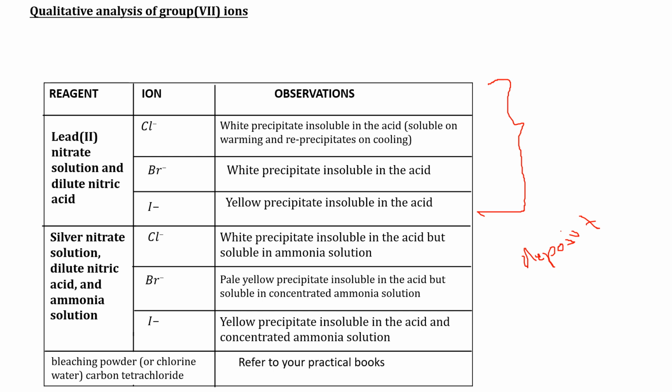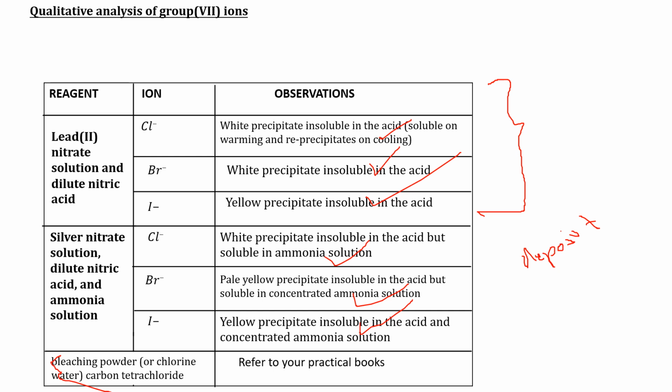So with lead nitrate solution, these are some of the observations, and I'm not going to repeat them because you have been looking at this ever since O level. And with silver nitrate, these are the observations. Similarly, I'm not going to repeat them. Now the only new thing here is going to be bleaching powder.